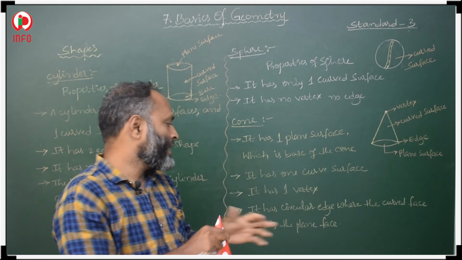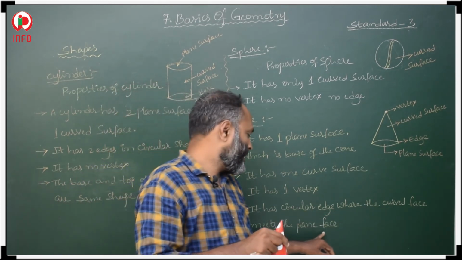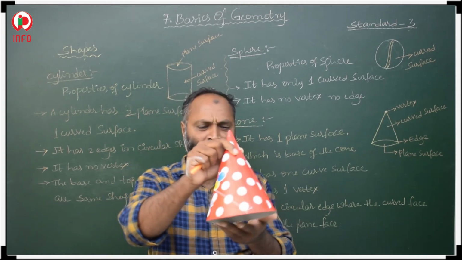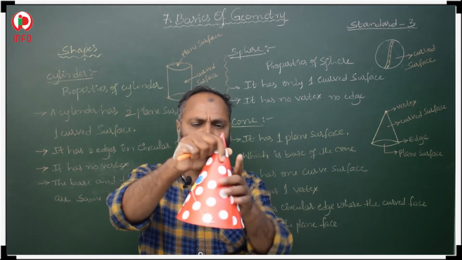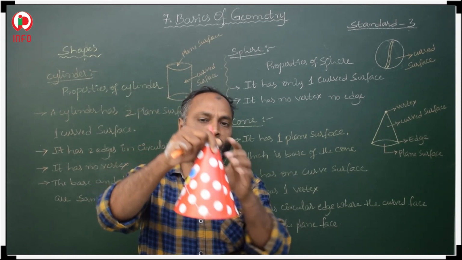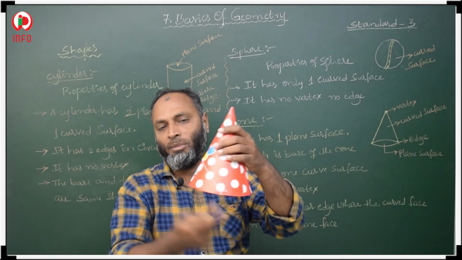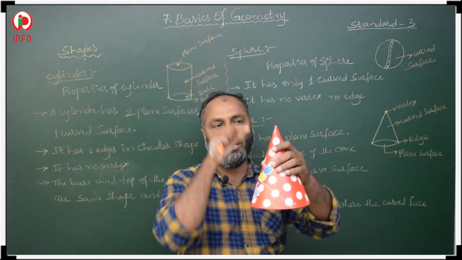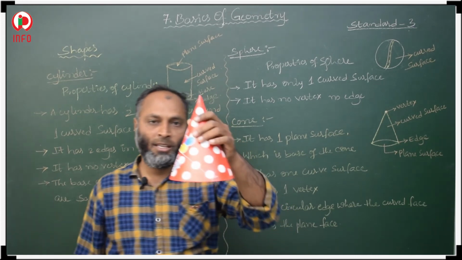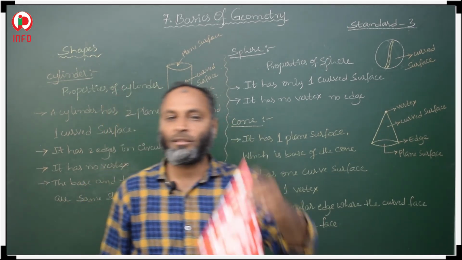It has a circular edge where the curved surface meets the plane face. This plane face is there, no? So one curved surface and one plane face. One plane surface, one curved surface and one vertex. Okay, this is about your cone, students.